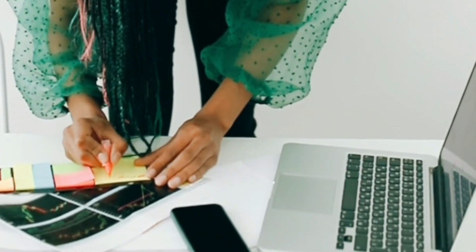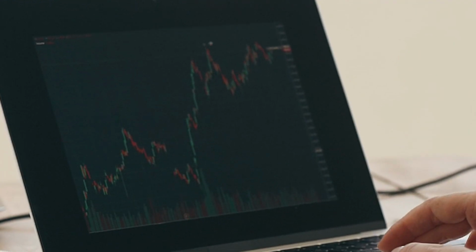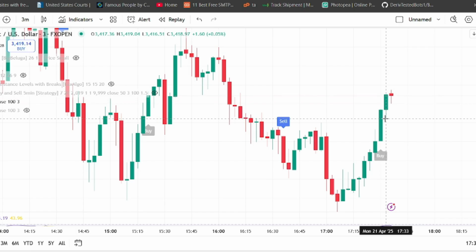I'll walk you through what it does, how to use it, and how to combine it with other tools to build a solid strategy. Stick around because by the end of this video, you'll have a complete understanding of how to integrate the range filter into your trading plan and possibly unlock more consistency in your trades.